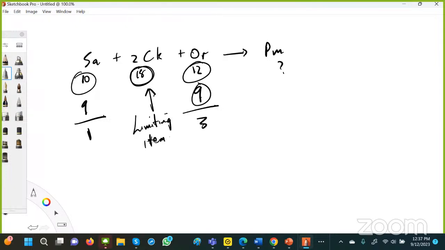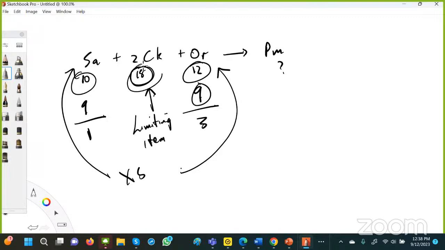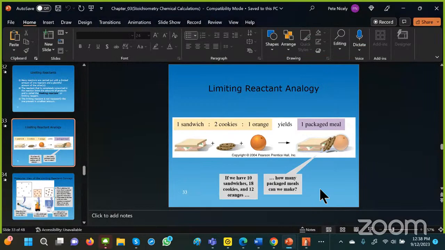While the sandwiches and the oranges would be the items in excess. So I'm just going to put excess here, all right? So basically, it is this limiting item that will determine how many packaged meals you can make, right? And based on the ratio between the cookies and the packaged meals, you can see that there's going to be a 2-to-1 ratio between the two. So therefore, the total number of packaged meals that will be made would be 9, all right? And therefore, that's basically the whole idea behind the limiting reactant. In this case, it's not chemistry, of course, but it's the same principle involved, all right?